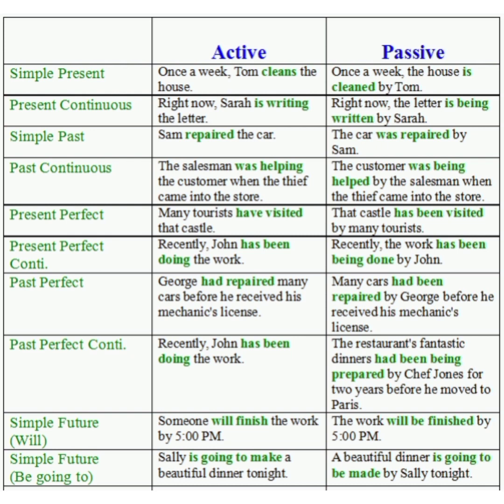Next is past perfect tense. George had repaired many cars before he received his mechanic's license. So in active voice, the verb becomes had repaired. In passive voice, the verb becomes had been repaired. In past perfect continuous tense, the verb becomes had been doing. Had been plus ing form of the verb will be used. In passive voice, had been plus ing form of the verb is used.